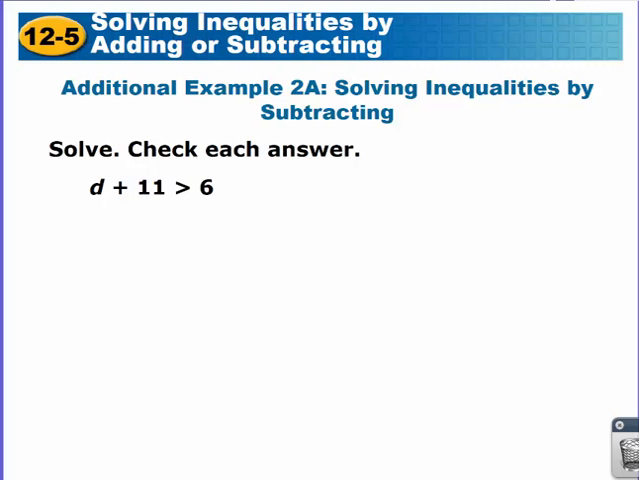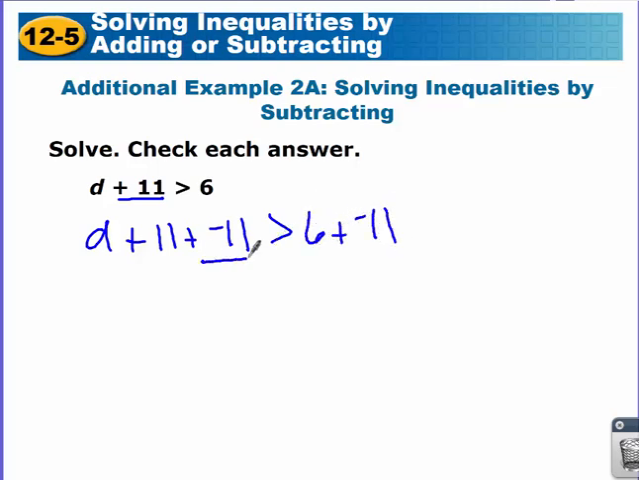So let's see how you did. So in this one, I need to get d by itself, so I need to get rid of this plus 11. So we end up with d plus 11 plus negative 11 is greater than 6 plus negative 11. So again, we add the same thing to both sides. And we end up with d is greater than, and then 6 plus negative 11 gives us negative 5.